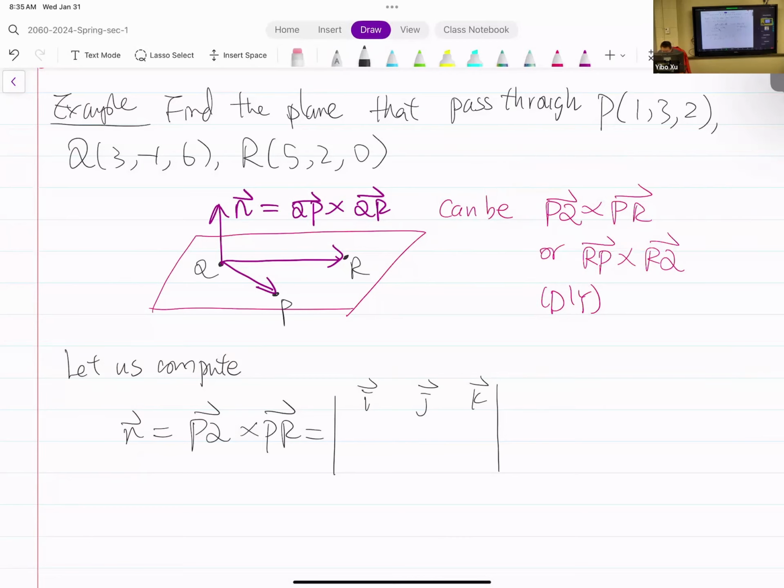It's just going to be the head minus the tail, and the common tail is P. So we have 3, -1, 6 subtracting the coordinates of P, so it's (3, -1, 6) minus (1, 3, 2). And for the third row, we do the coordinates of R, which are (5, 2, 0), subtracted by the coordinates of P, (1, 3, 2).